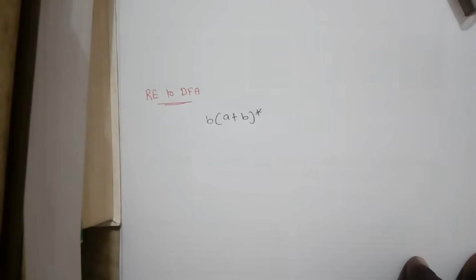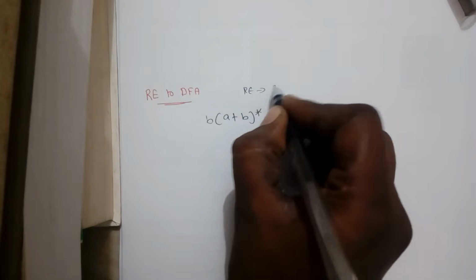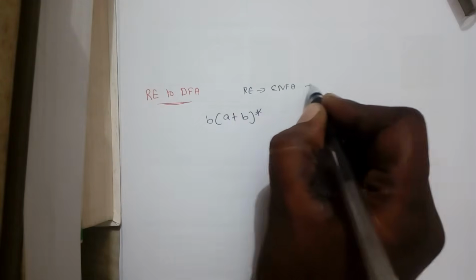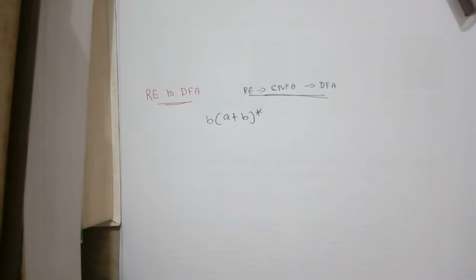In this video, we will see how to convert a regular expression to DFA. To convert any regular expression to DFA, there is no direct conversion. We can convert a regular expression to epsilon NFA, and then this epsilon NFA can be converted to DFA. So there is no direct conversion.